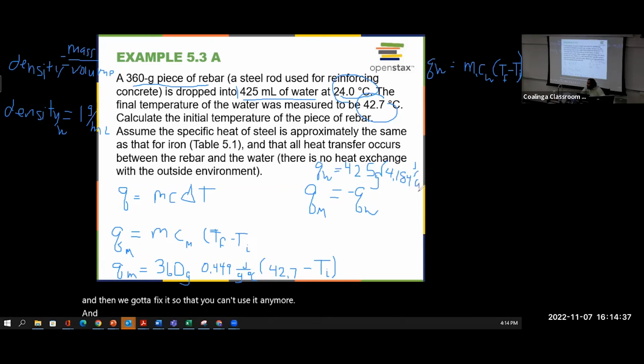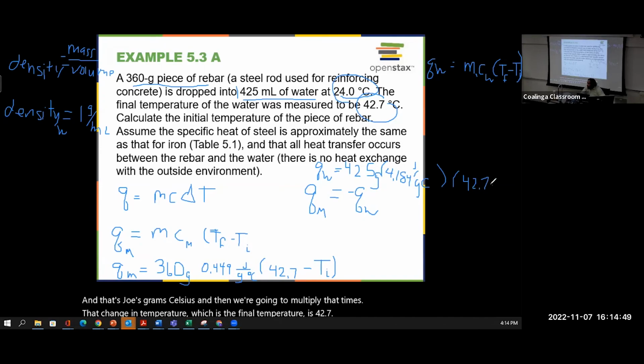Joules, grams, Celsius. Then we're gonna multiply that times that temperature, which is the final temperature, 42.7 minus 24.